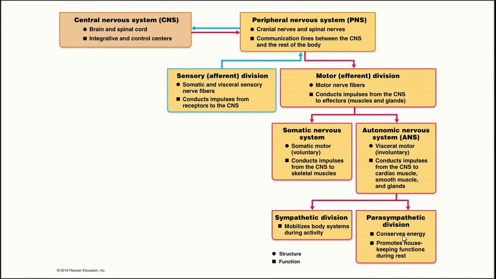And so the parasympathetic division is often called the rest and digest division because it promotes housekeeping functions like digestion and ridding the body of waste, like through the digestive and urinary systems, while we're at rest. Whereas these systems, like digestive and urinary systems, are typically not active when the sympathetic division is playing a larger role in our activities at that point.